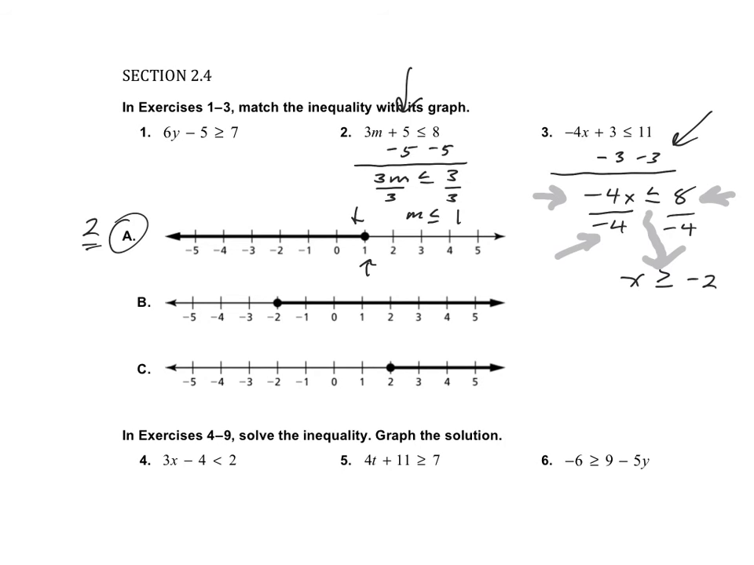So the only graph for that is going to be x is bigger than or equal to -2. That is going to be a filled-in dot that's going to go to the right from -2. So that's going to be B. 3 is going to be B. All right, get back to my pen.